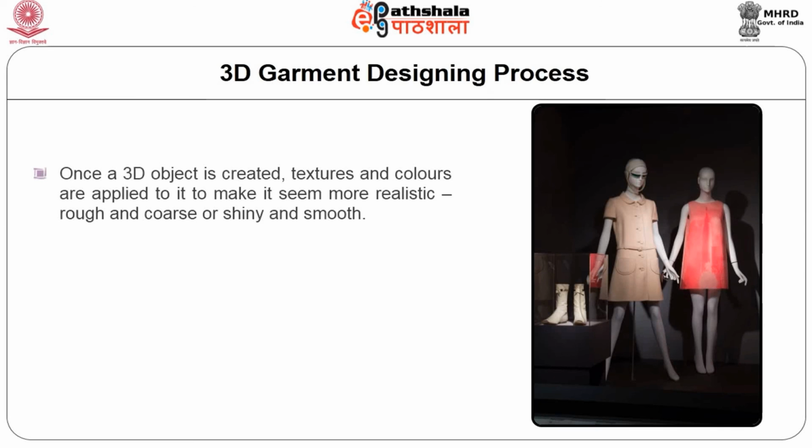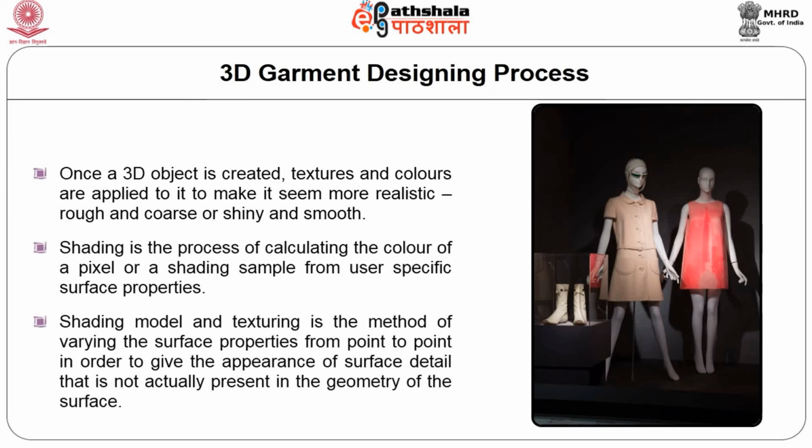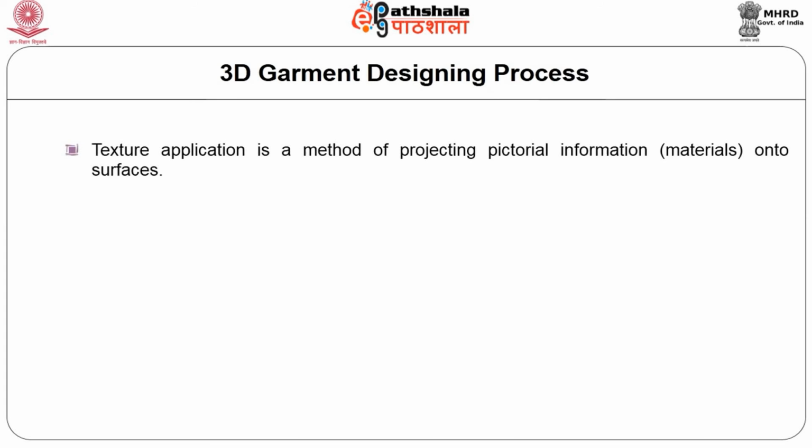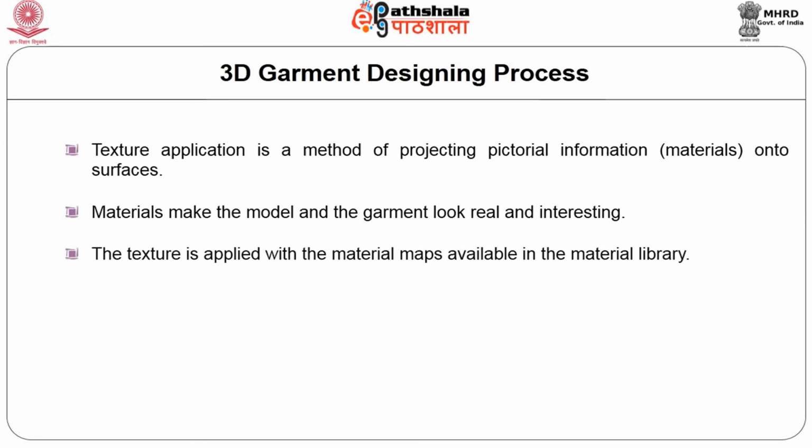Once a 3D object is created, textures and colors are applied to it to make it seem more realistic. It can be rough or coarse or smooth or shiny. This process is termed as shading or texturing. It is a method of applying surface properties to the garments and body form. Texture applications make the garment and the model look real and interesting. The texture is applied with material maps available in the material library.